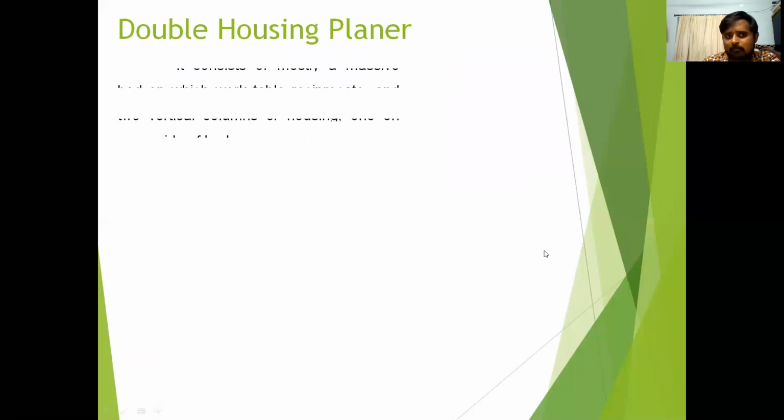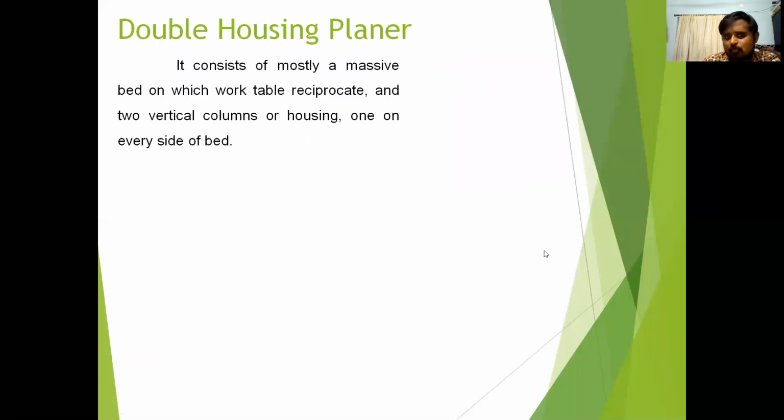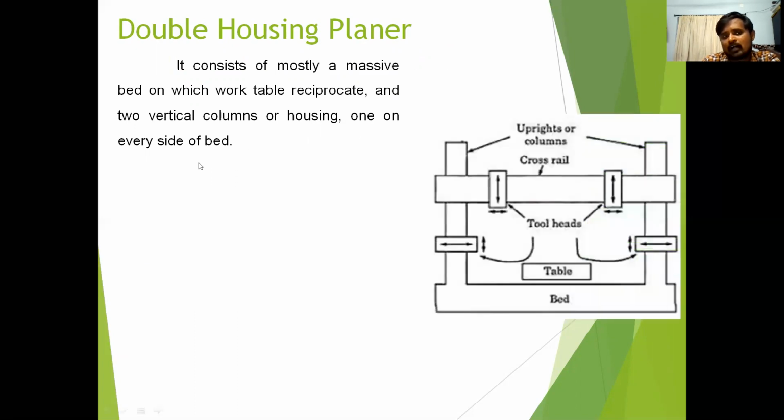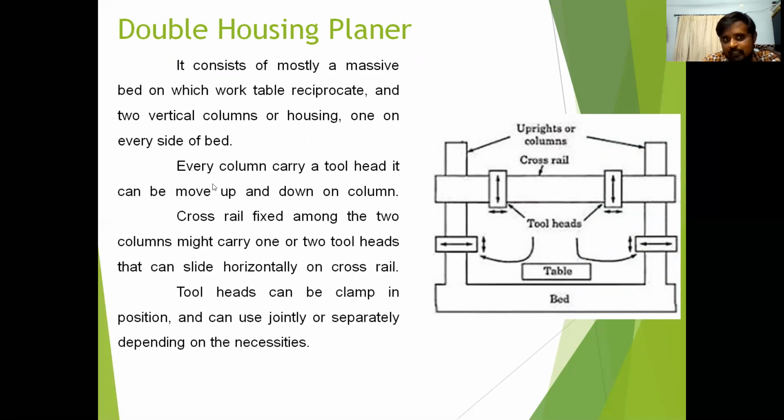Double housing planer. It consists of a massive bed on which the work table reciprocates, and two vertical columns, one on every side of the bed. It has one bed, and on both sides of the bed two vertical columns are there. Every column carries a tool head, which can be moved up and down on the column.